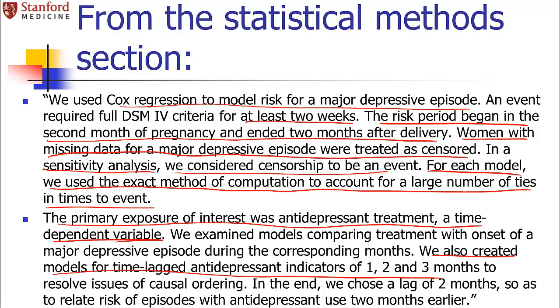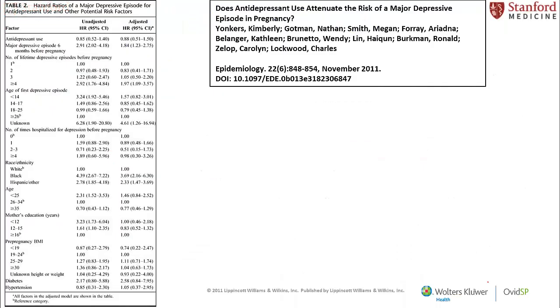So they did some time lag models. They said you have to have been on antidepressants at least a month before the event time, or at least 2 months, or at least 3 months to resolve this issue of causal ordering. In the end, they chose a lag of 2 months. So you were only counted as being on antidepressants if you were on them for at least 2 months, just to make sure that there was no reverse causality here. So that was their model.